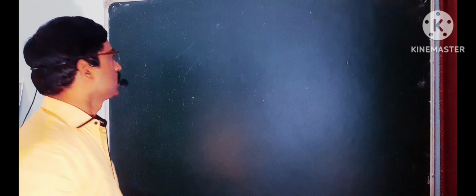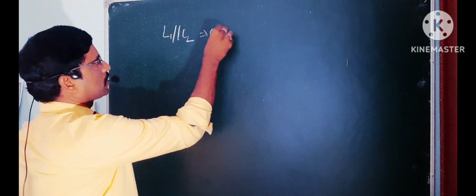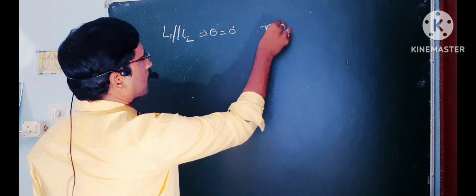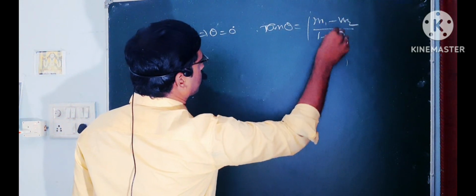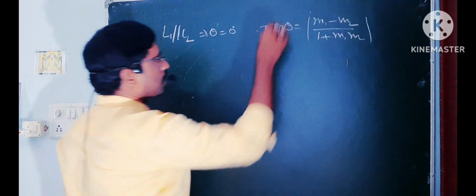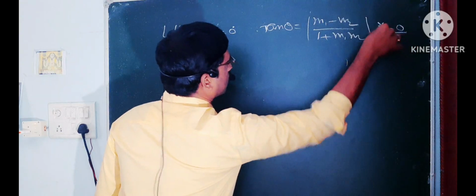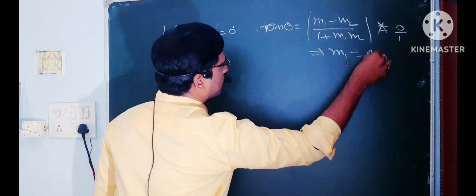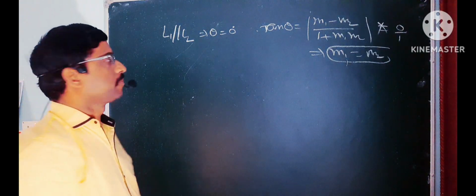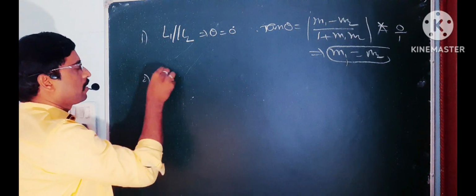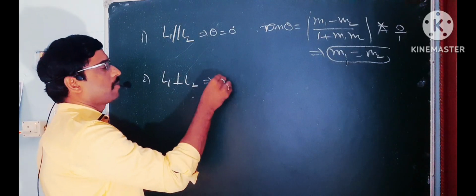If two lines are parallel, theta value how much here? 0 degrees. Therefore, tan theta is equal to mod of m1 minus m2 by 1 plus m1 m2. So tan theta value how much? Tan 0 is 0. Let us take cross product. What we get here: m1 is equal to m2. If two lines are parallel, slopes are equal. That is the first point.